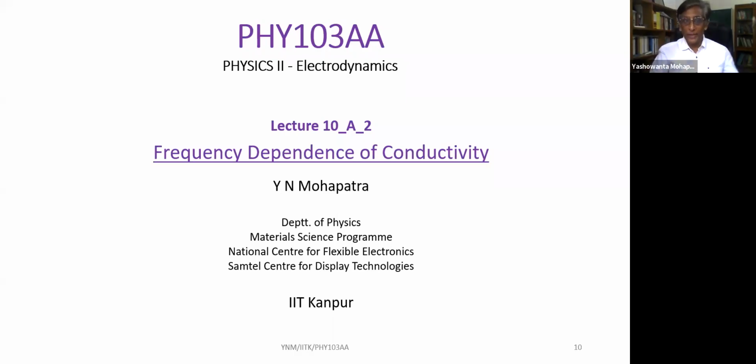Okay, we continue with conductivity, or conductor. So now, frequency dependence of conductivity. We have last time seen reflection of EM waves, and good conductor, bad conductor depends on frequency, sigma by epsilon omega. Now I'm going to look at what is the possible frequency dependence of conductivity itself. And from there, we will actually go to frequency dependence of permittivity as well. Let's start.